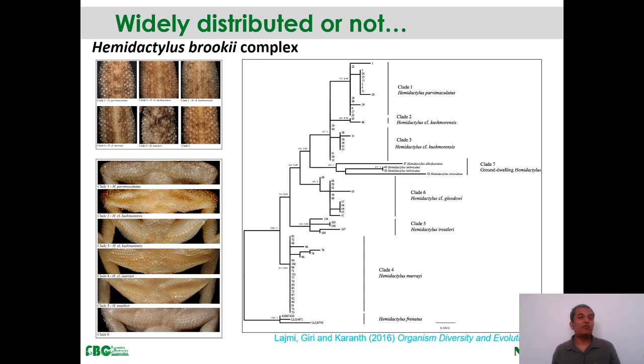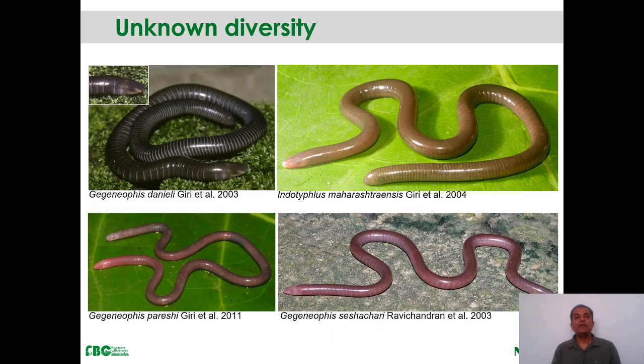When you say it is widely distributed, we take them for granted. We don't look at them. So I feel that we should come out of that philosophy and start seriously looking at this. Second thing, unknown diversity. There are many groups, like caecilians for that matter. We don't know much about them. I think in amphibians, in frogs especially, and many lizards, the diversity is not known. Let's go and try to document it.